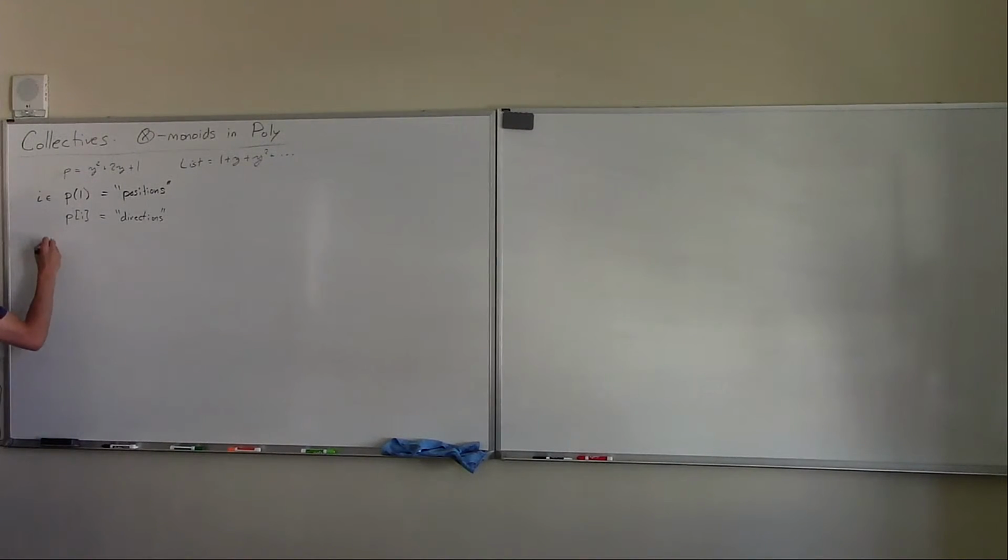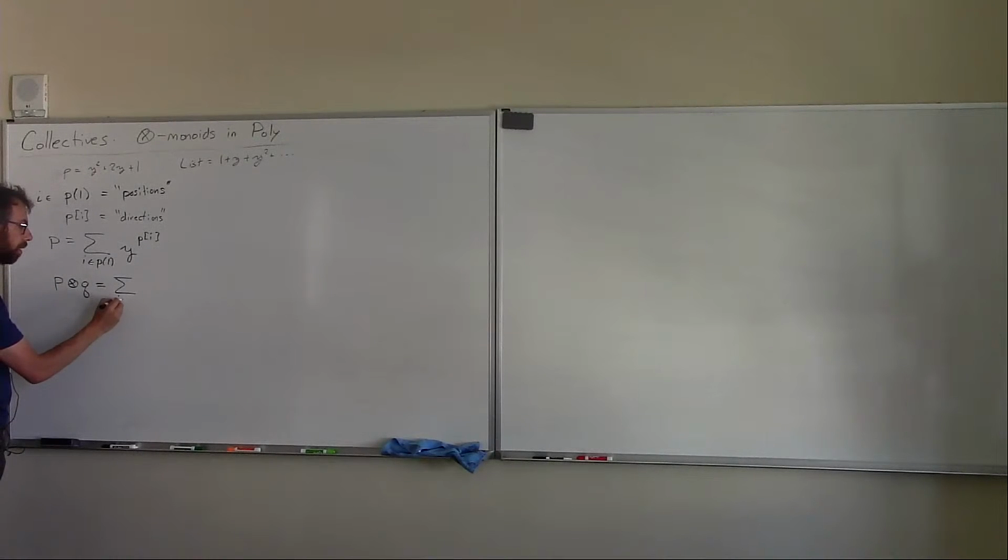And so the formula is that a polynomial is the sum over all of its positions of y to the directions there. And a tensor monoid is one of these. Oh, and then there's a tensor product. And the tensor product, there's lots of different monoidal products. But with what you do is if P is the sum of those guys, you would just add them up. You'd add those guys up and add the Q ones up.